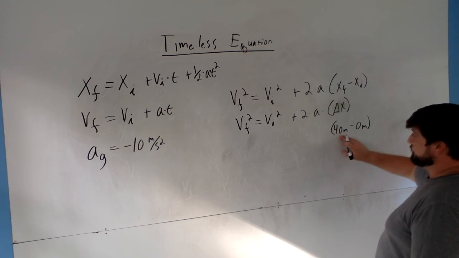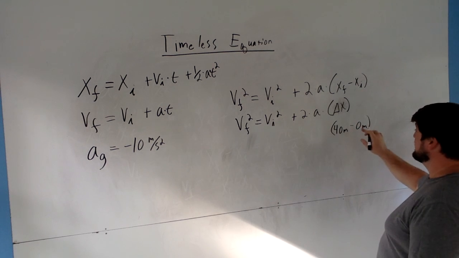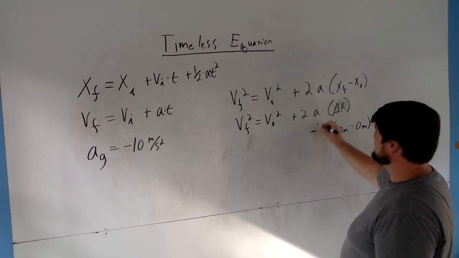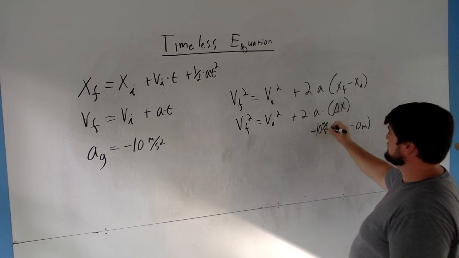So I know my rock is 40 meters up on a cliff. I'm going to drop it. It's going to go and hit the ground eventually. I know acceleration due to gravity is negative 10 meters per second squared.